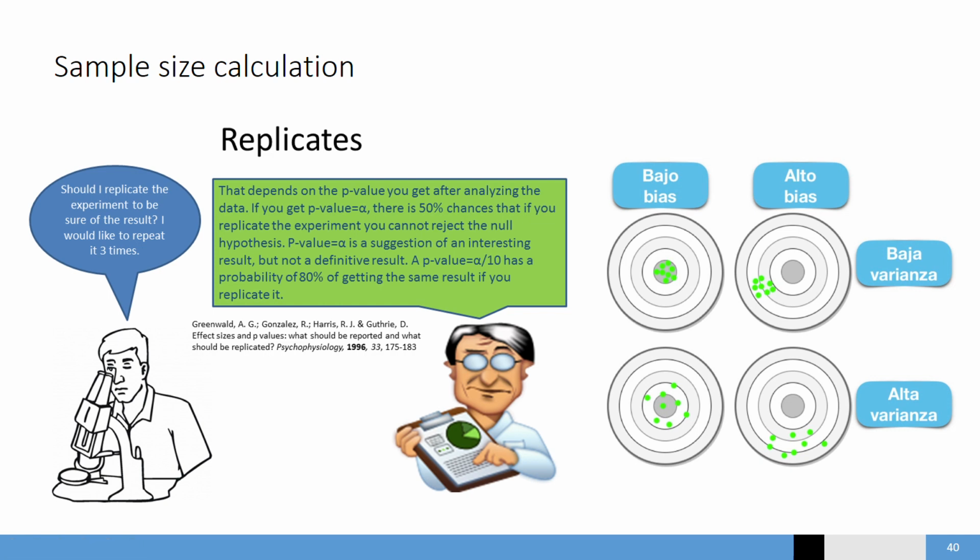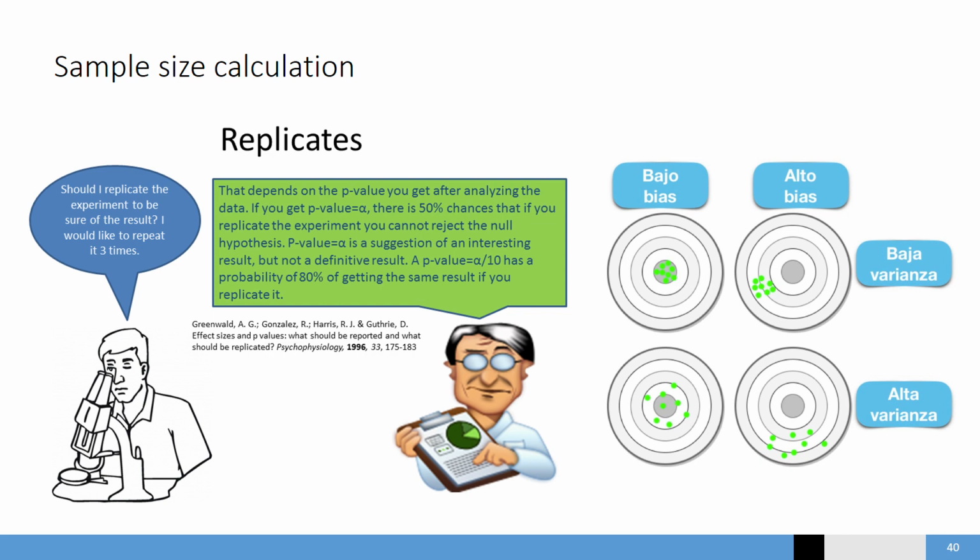So repeating the experiment, because of the variance, depends on the p-value. If the p-value is very low, there is no point in repeating. If the p-value is close to the threshold, then there is a good point in repeating it.